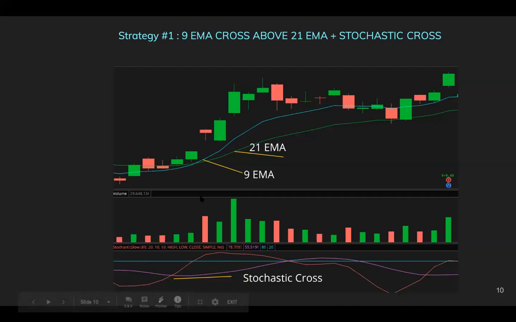Okay. I like to look for shifts in momentum, right? A shift in momentum is when it crosses over, especially if it crosses over from the downside to the upside. That's what a shift in momentum is to me. Now, this is the strategy, right? The 9 EMA crosses above the 21, and then you want to look for the stochastics to cross.